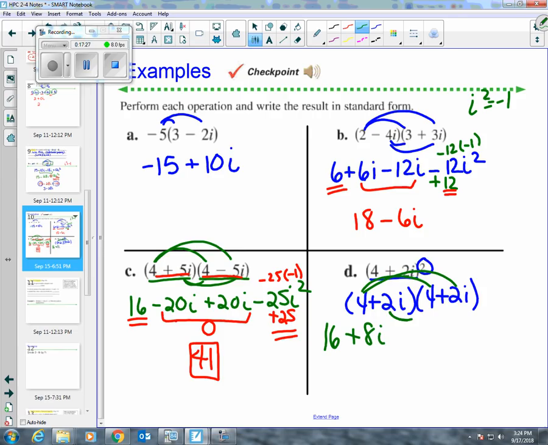outsides, insides, and last. Kind of cool in this situation. Make sure you multiply those number parts too. 2 times 2, 4, right? 4i squared. Look at what happens when the binomials are the same.